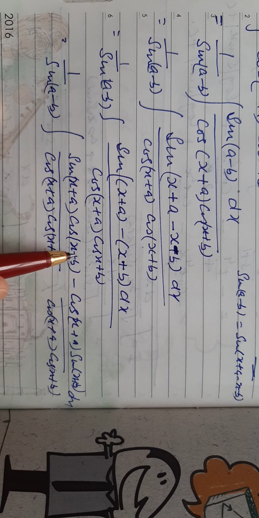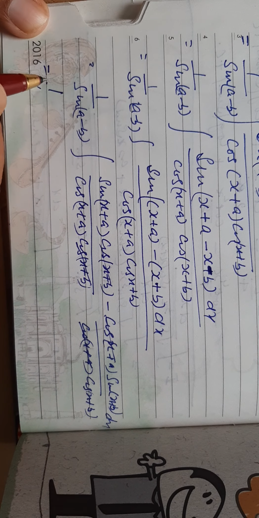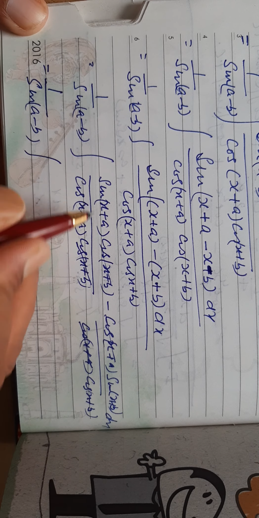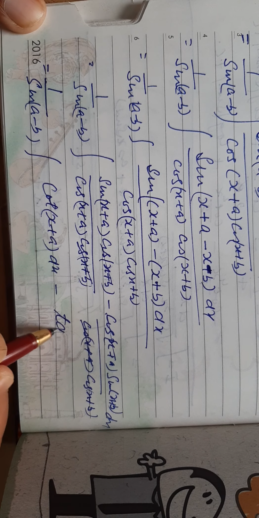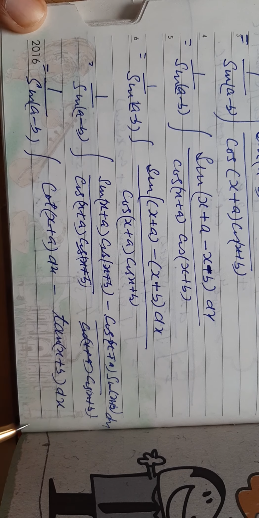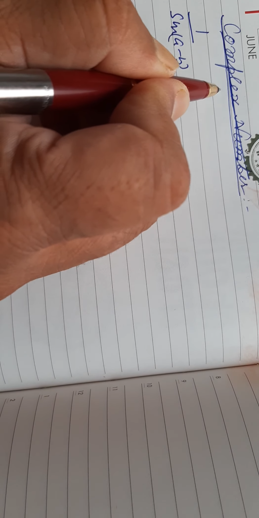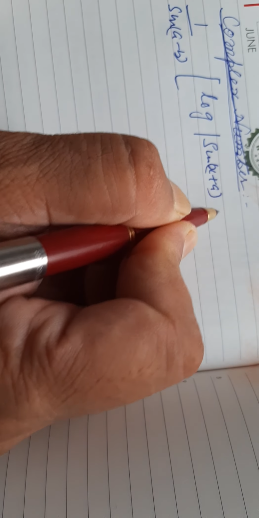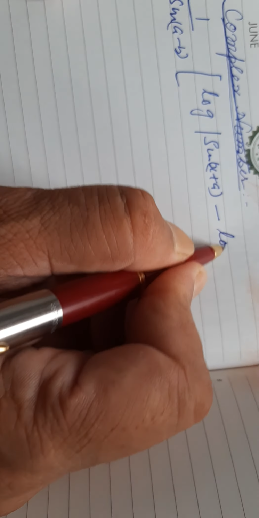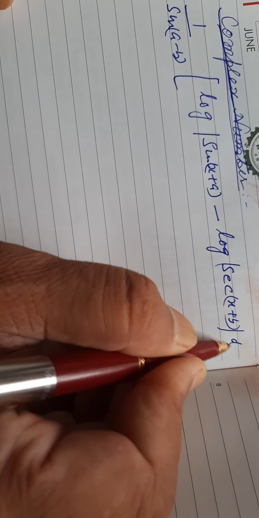Now cos x plus b cancels, cos x plus a cancels, and here 1 upon sin a minus b, and what is left is sin upon cos, cot x plus a dx minus tangent x plus b dx, and integration. 1 upon sin a minus b, the integration of cot x is log sin x minus log of secant x plus b dx.